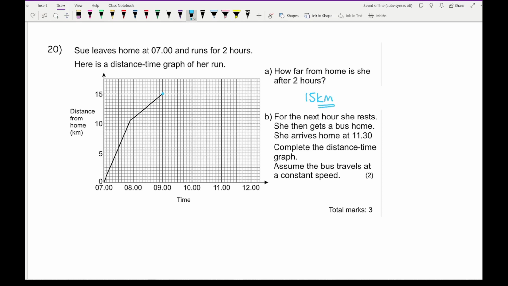It then says for the next hour she rests. Then she gets the bus home and arrives home at 11:30. Complete the distance time graph. Assume that the bus travels at a constant speed. So for this, it says that for the next hour, so that means it's going to be flat for 1 hour at 10 o'clock, and then she arrives home at 11:30. So what I then need to do, with a ruler, is just join those points up. Not too bad. And so your completed distance time graph should look like that.